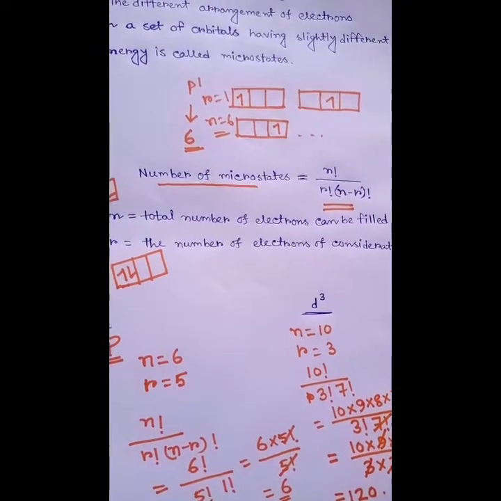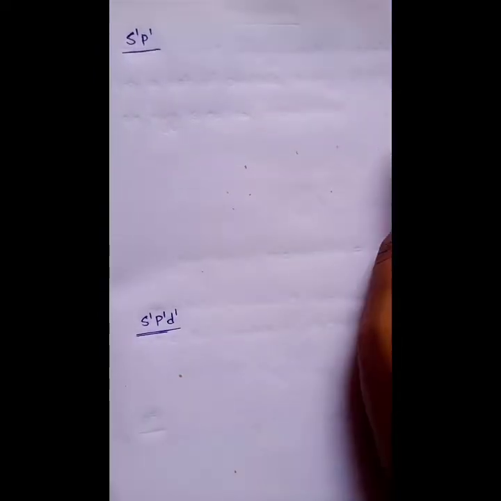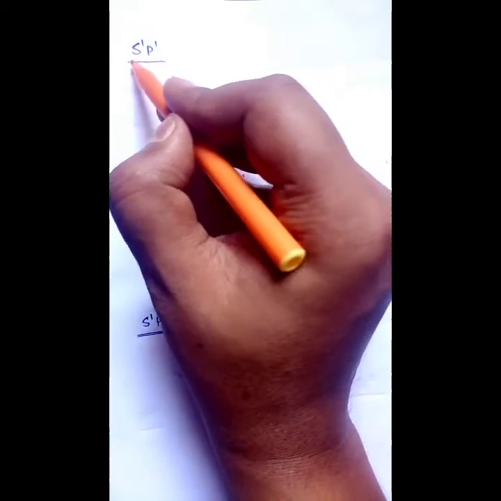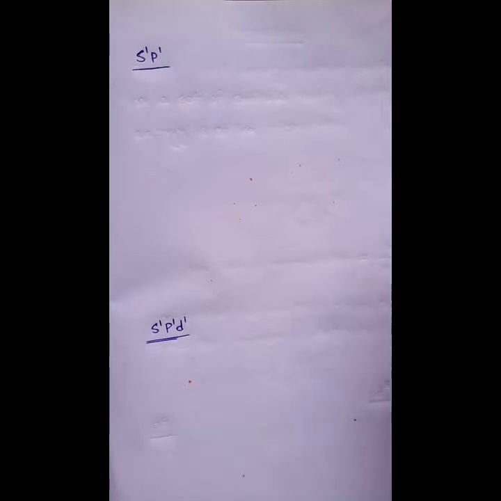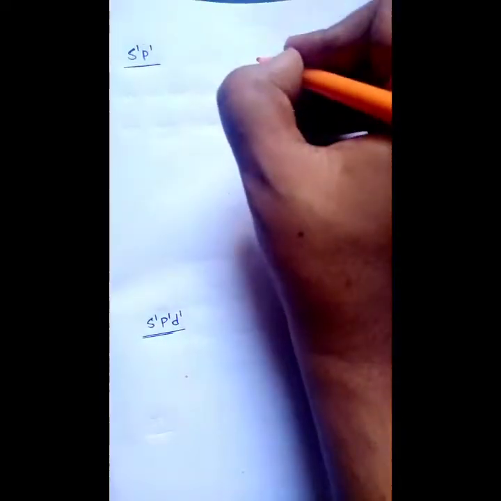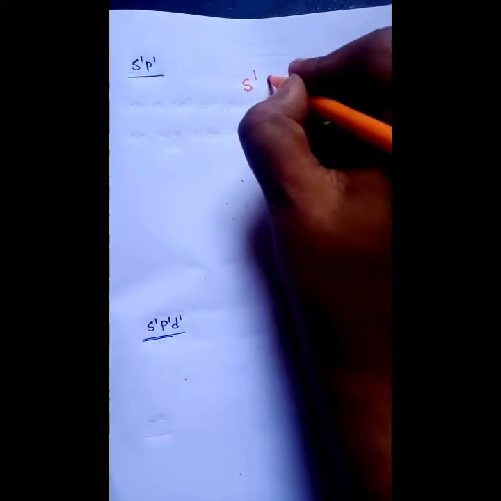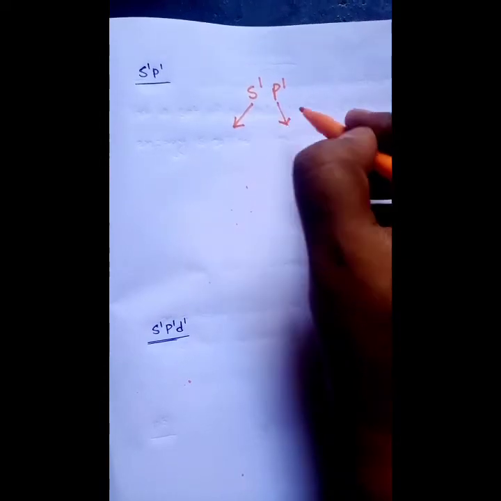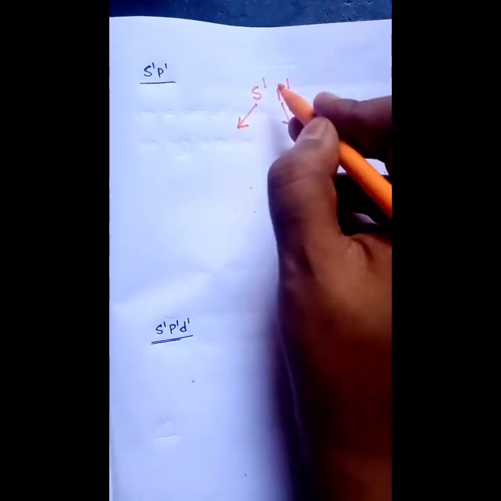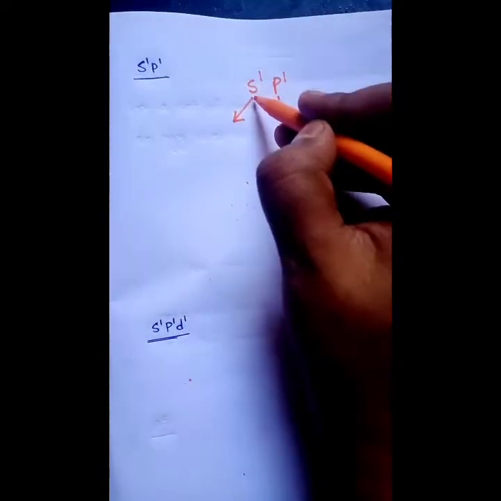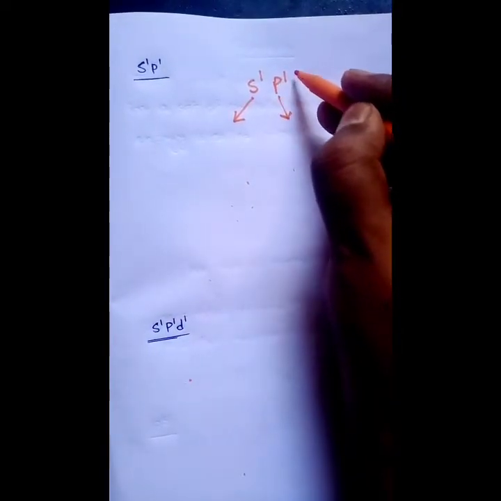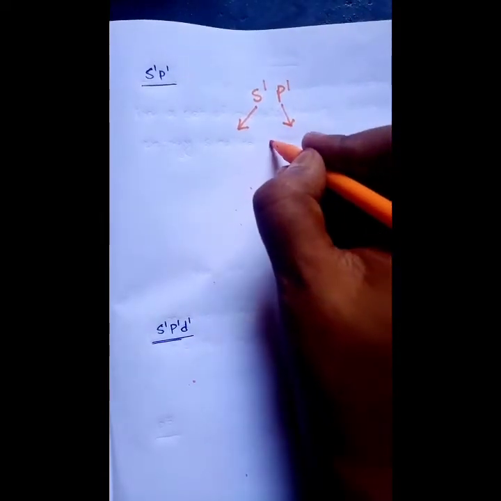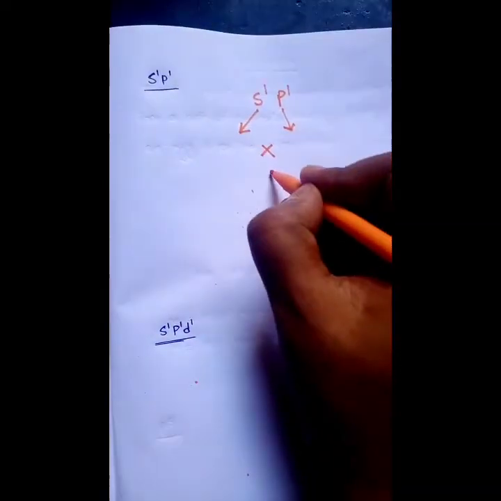Now I will show some complex examples. Suppose you are given this kind of electronic configuration, that is s1 p1. So in this case, how can we calculate the number of microstates? What you have to do is calculate the number of microstates for the s1 configuration, calculate the number of microstates for the p1 configuration, and multiply them. Then you will get the total number of microstates.